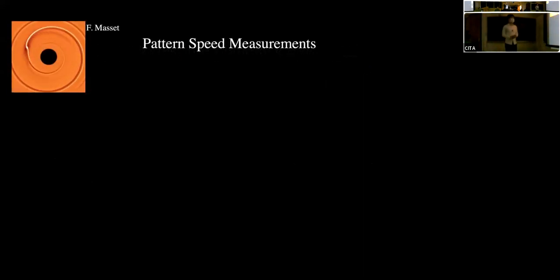The first is pattern speed. That is very simple. So planets drive density waves. Very cool. Those density waves co-rotate with the planet. That means they go around the star at the same pattern speed. Therefore, if you can measure the pattern speed of spirals, you can immediately back out the semi-major axis of the planet using Kepler's third law.